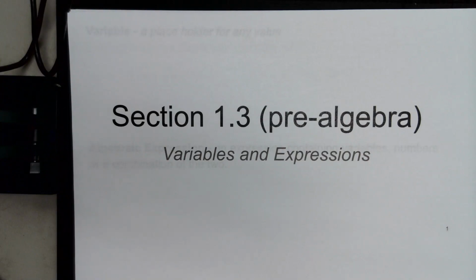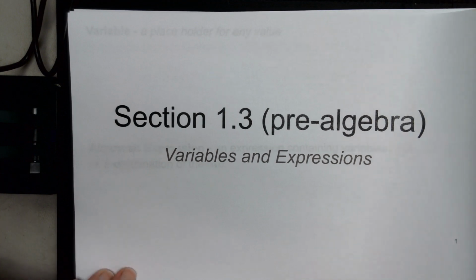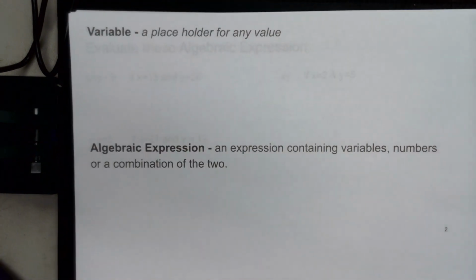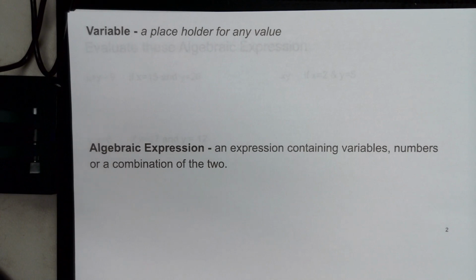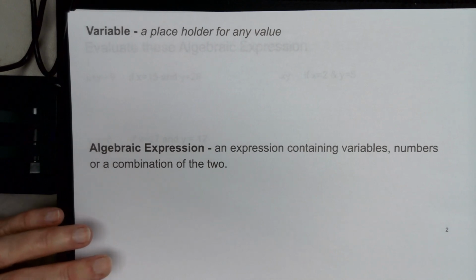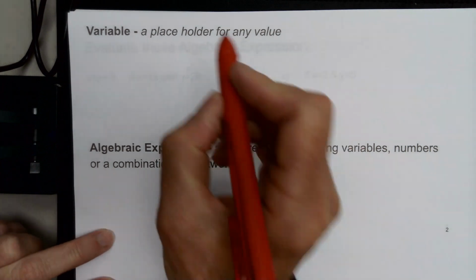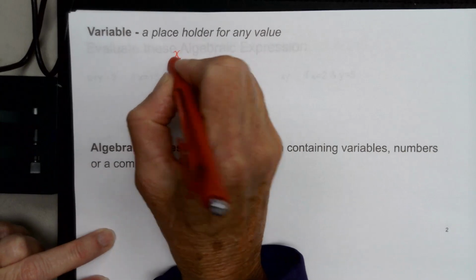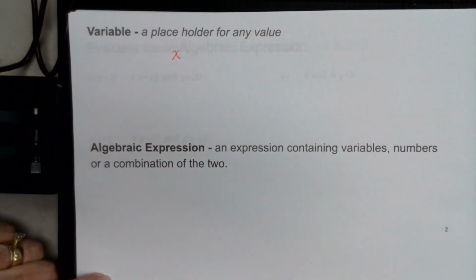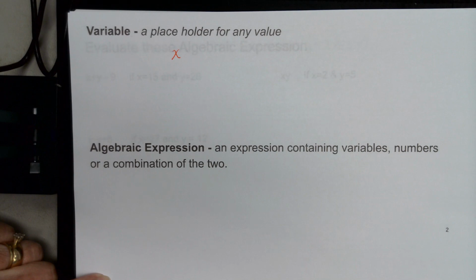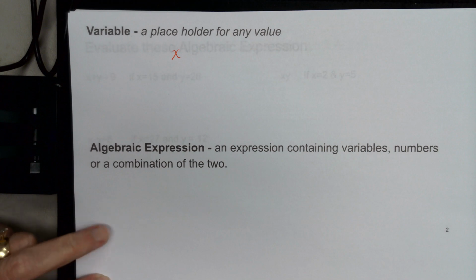Today we're going to talk about section 1.3, which is variables and expressions. A variable is basically a placeholder for any number. A placeholder can be any letter of the alphabet except for O, because O looks like 0. So for instance, you might have the variable x used in a problem. X stands for a number, but until you know what that number is, x doesn't really have any value.